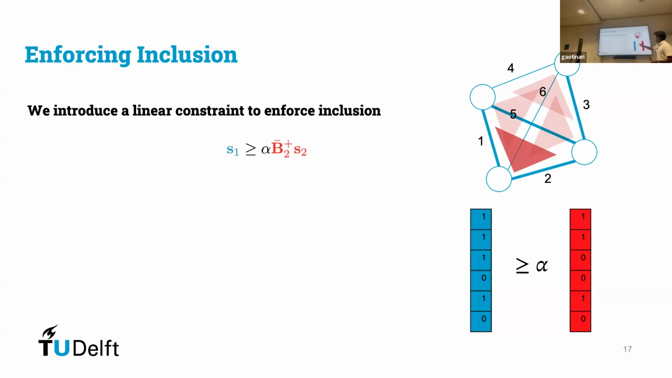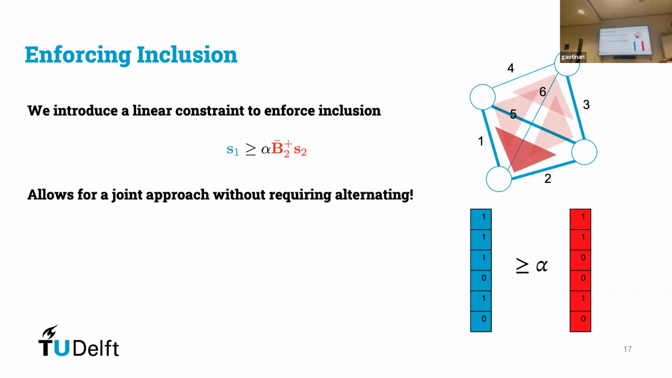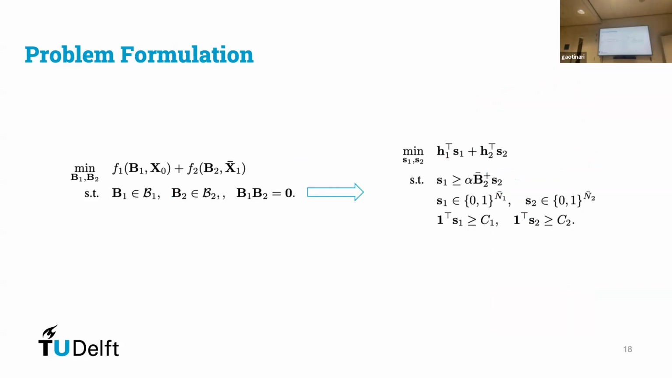And that is done by writing S1 greater than alpha B2 S2, and alpha has to be small enough, and small enough is another discussion. But if alpha is very small, then wherever I have B2 S2, say, I don't know, 3, then if this constraint needs to be maintained, we need to put a 1 there, which means that the edge exists, right? And now we can solve jointly without alternating.